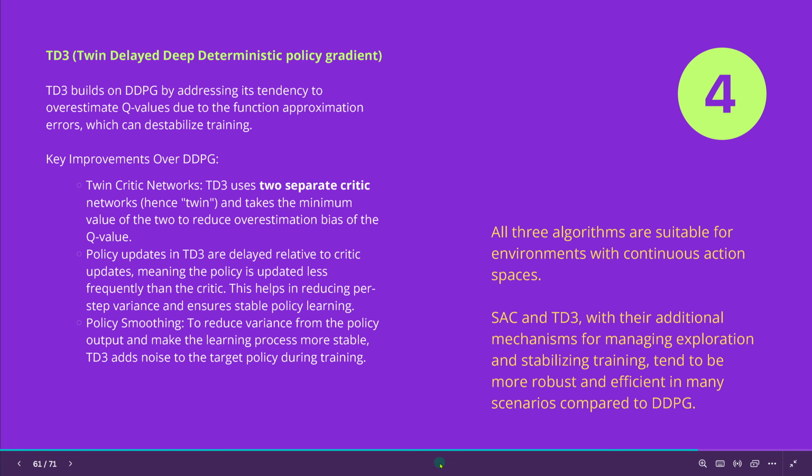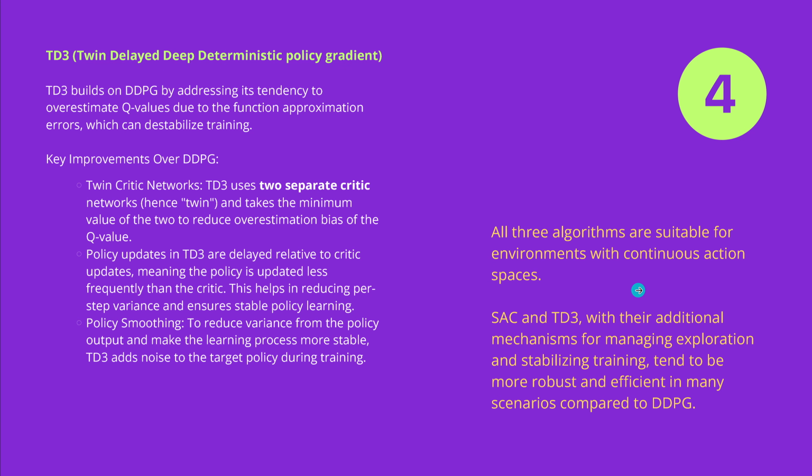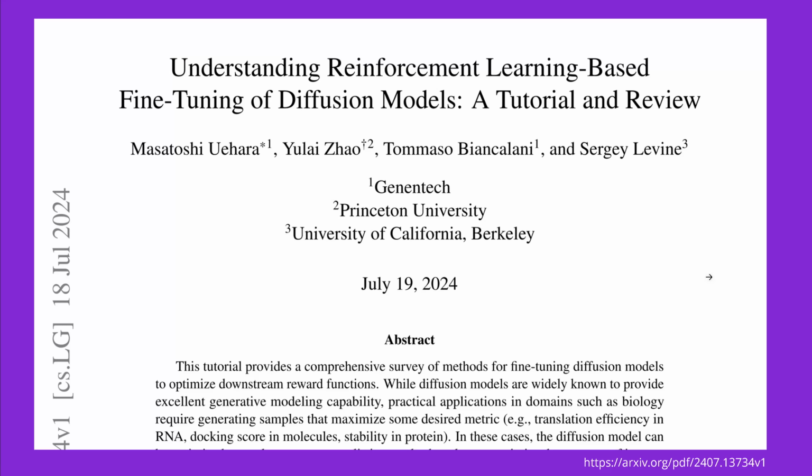When to use what model? All 3 algorithms are suitable for environments with continuous action, but I like SAC and TD3 more for their stability. So I would prefer SAC and especially TD3 over DDPG.